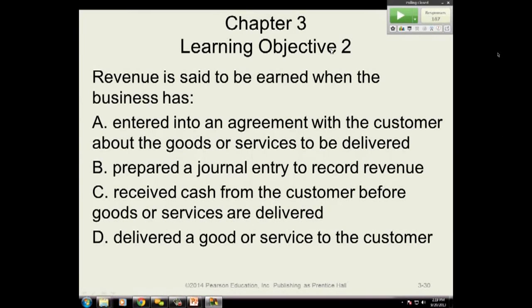2 minutes. All right, so the answer here is D. If you just enter into an agreement, it's not going to do anything. The journal entry doesn't necessarily mean that revenue's earned. It could be, obviously, advance collection. You have a cash receipt from the customer. Again, that's advance collection. And D is the best answer.